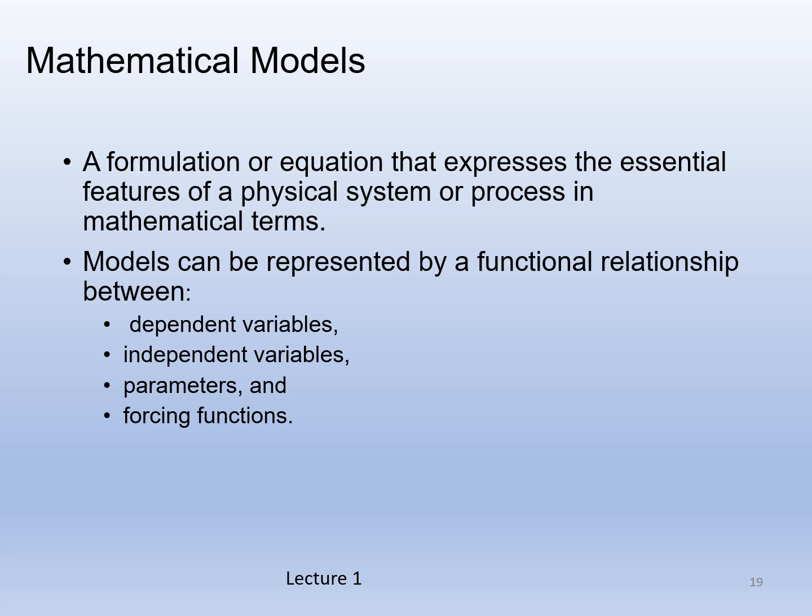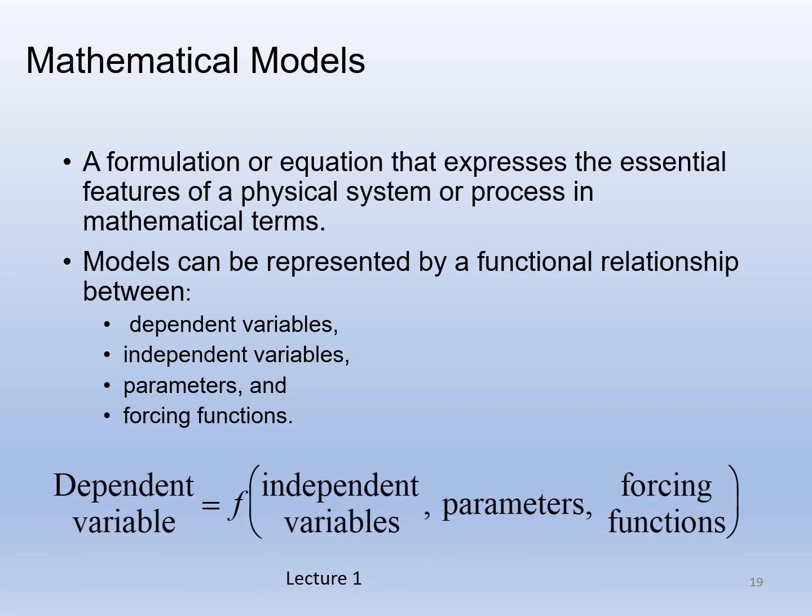What do we mean by that? The variable on the left hand side of the equal sign is the dependent variable. The variable on the right hand side is independent. Every independent variable is multiplied by a parameter. And then these things are subjected to a forcing function. I think I have an example.